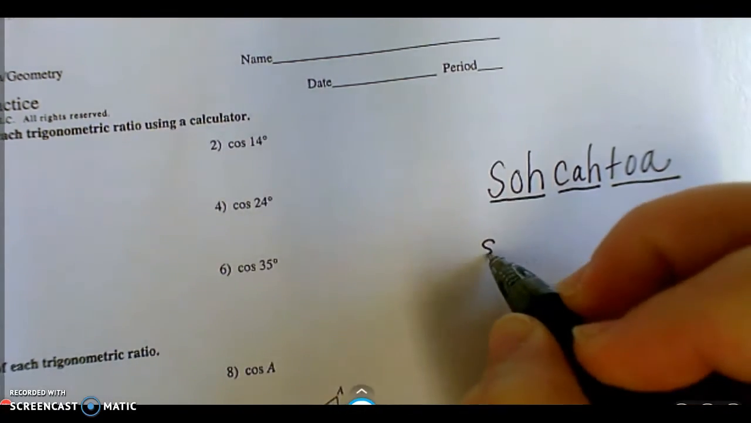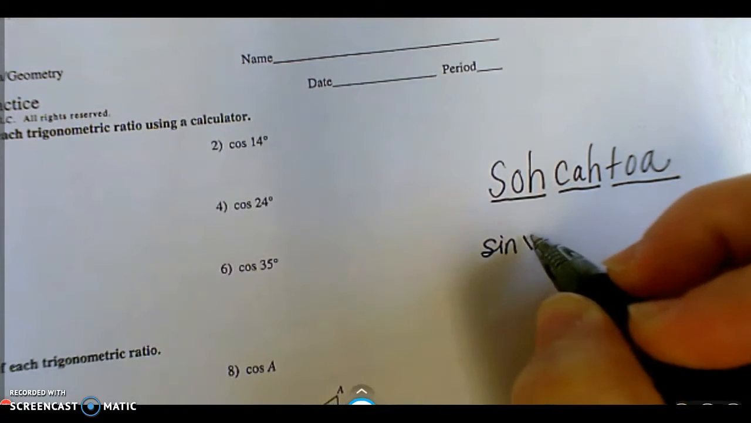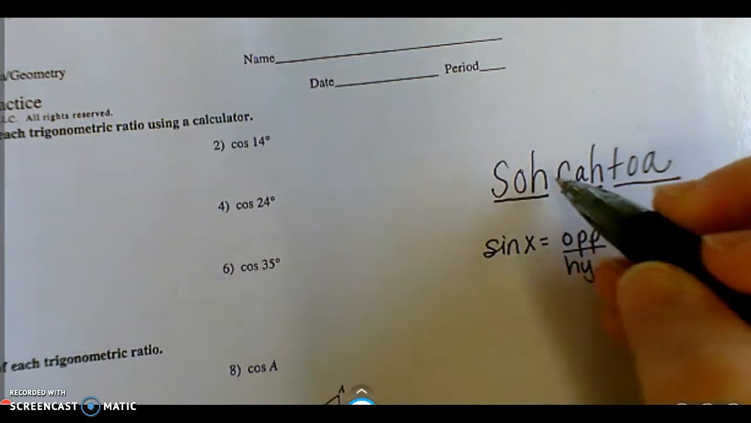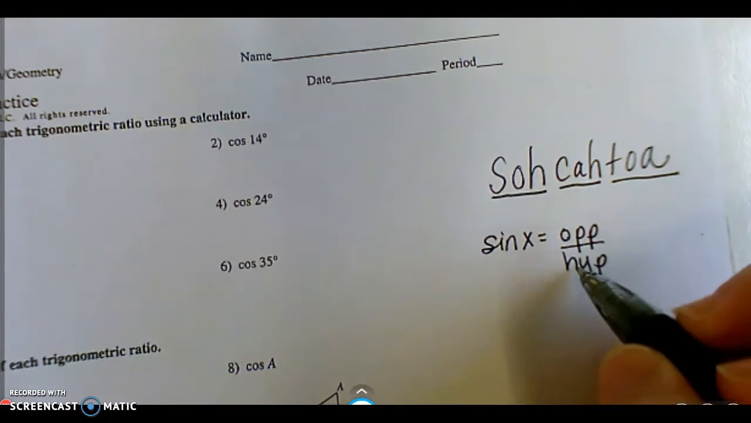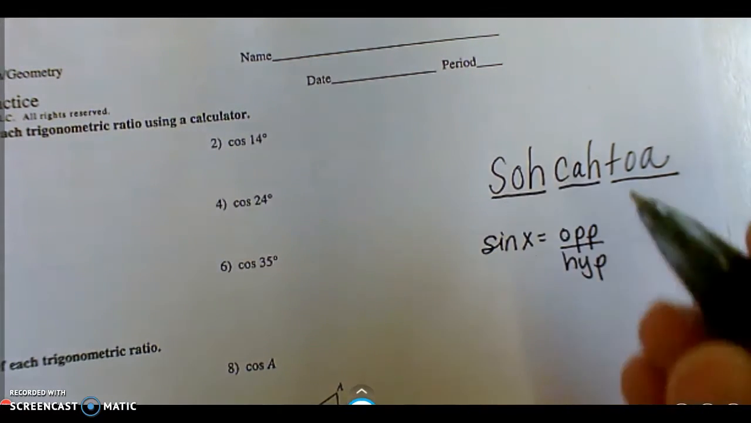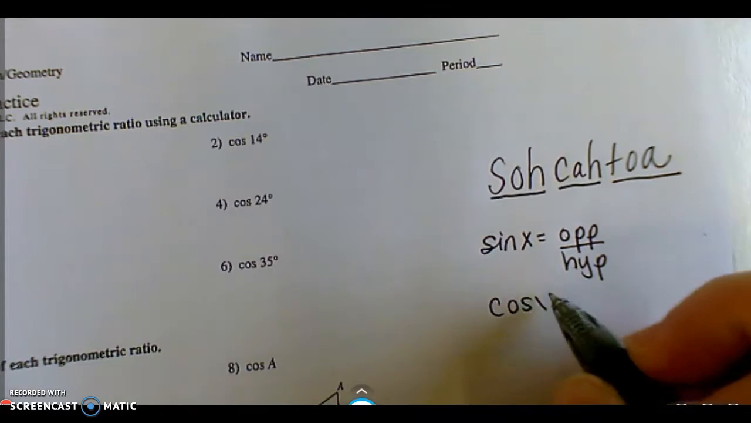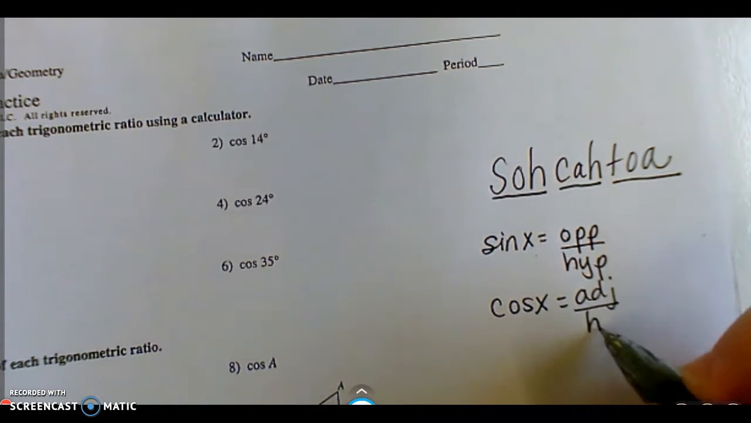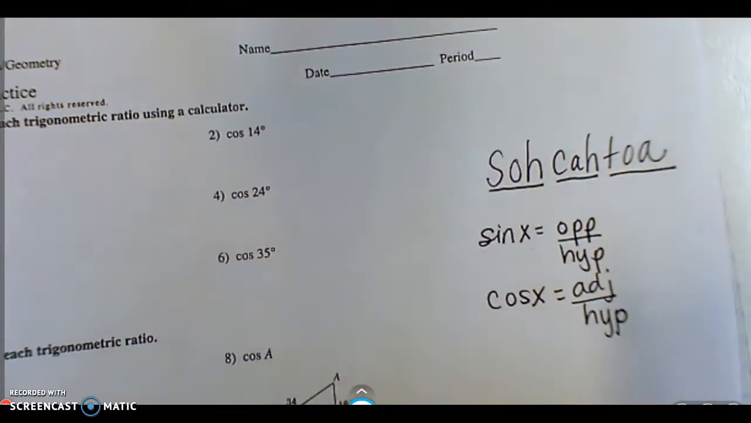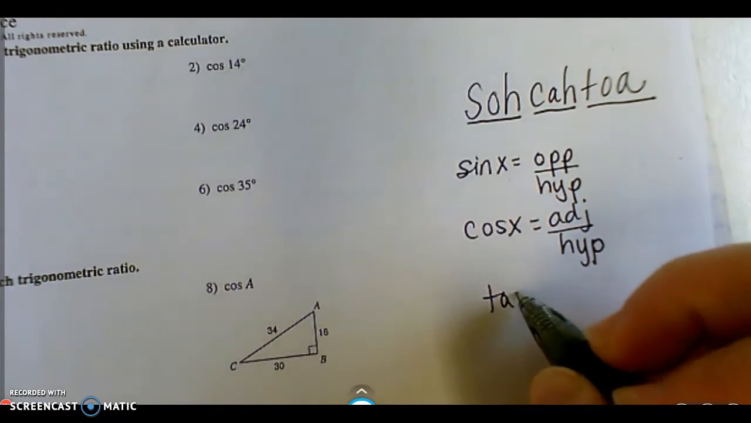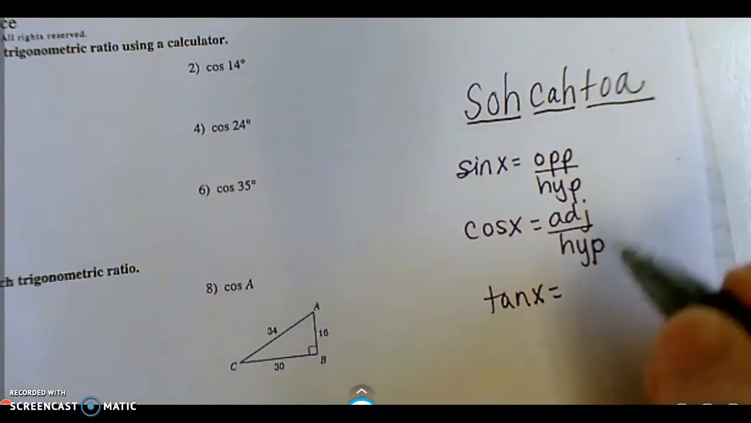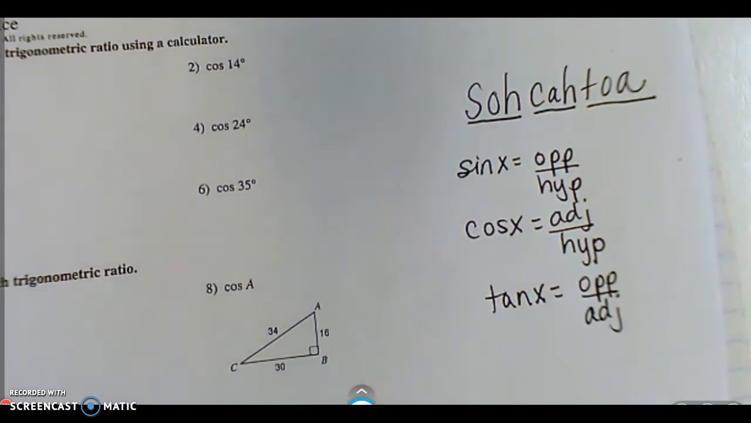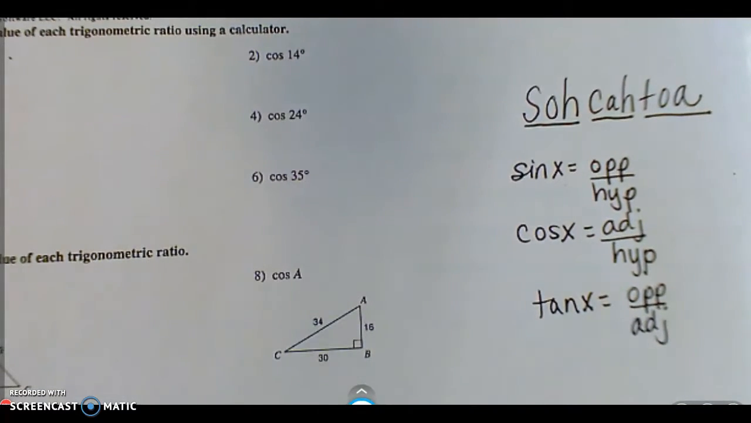What it stands for is that sine of the angle is opposite over hypotenuse. SOH: O and H is opposite and hypotenuse. Cosine, which is the C, is adjacent and then hypotenuse. And then tangent, which is the T, is opposite and then adjacent. Okay, so those are the ratios that you're going to be needing.